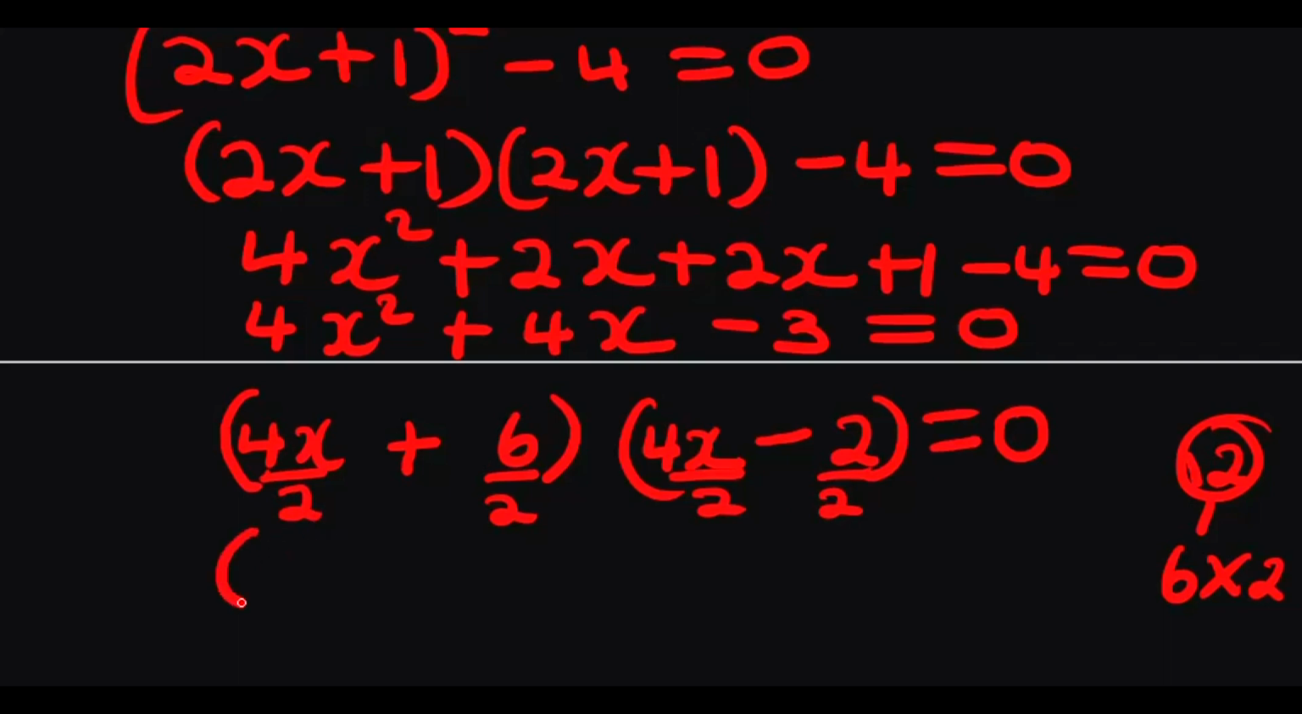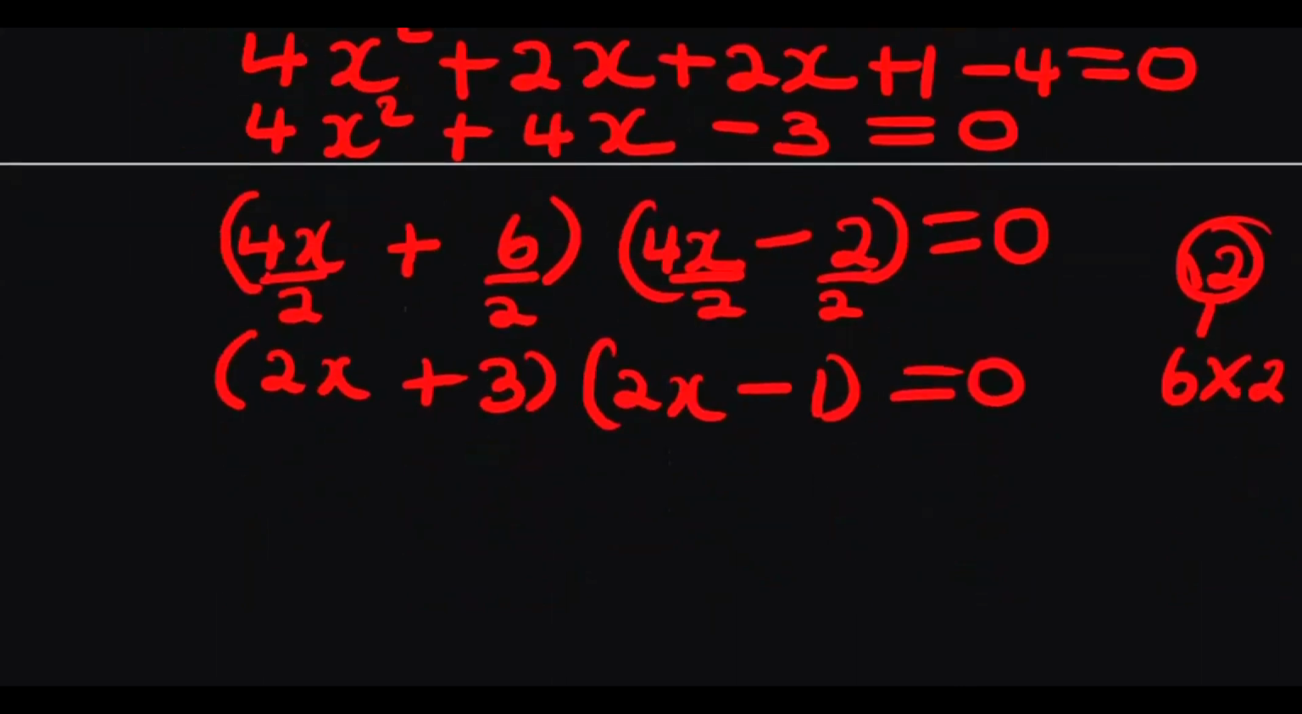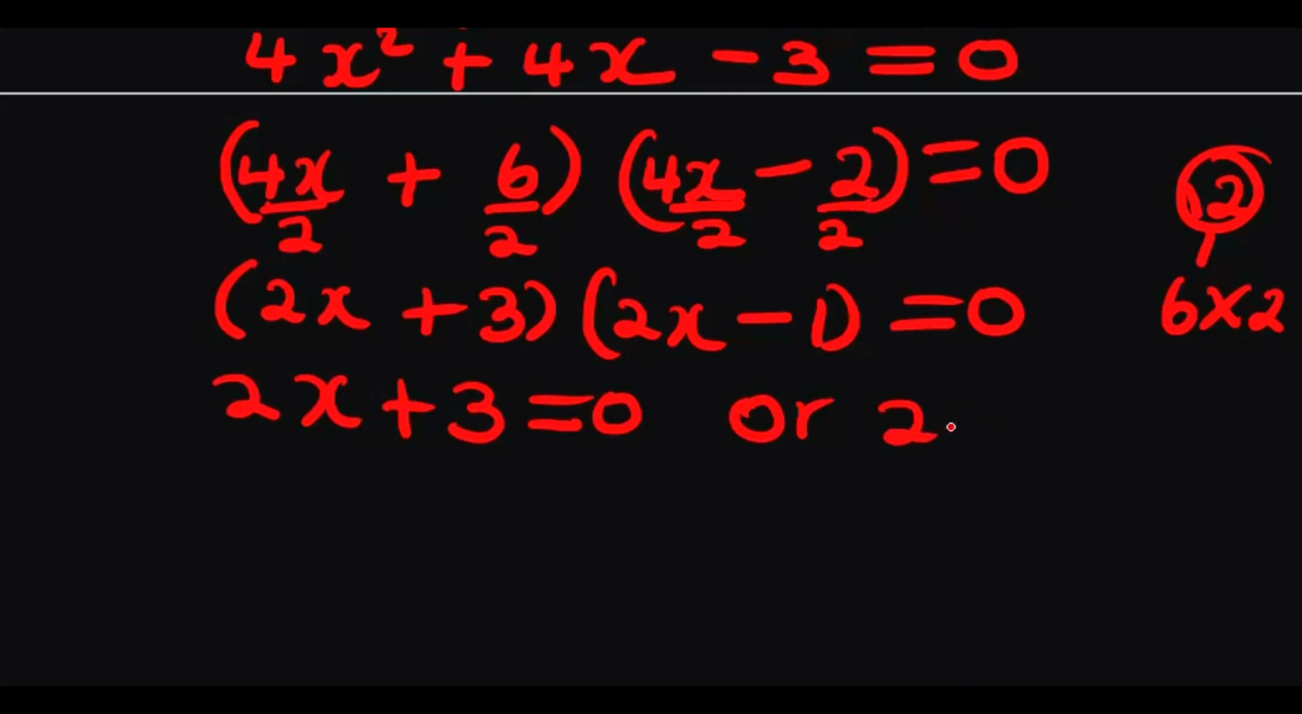4 divided by 2, here we'll have (2x + 3)(2x − 1). That is equal to what? 0. Now we know that this bracket is equal to 0 or this bracket is equal to 0. That means we have 2x + 3 is equal to 0, or 2x − 1 is equal to 0.